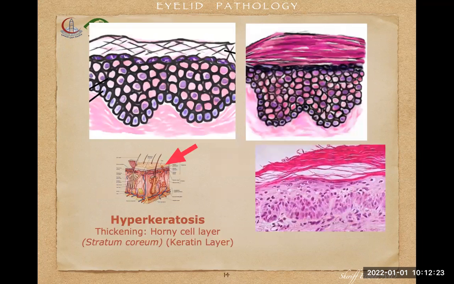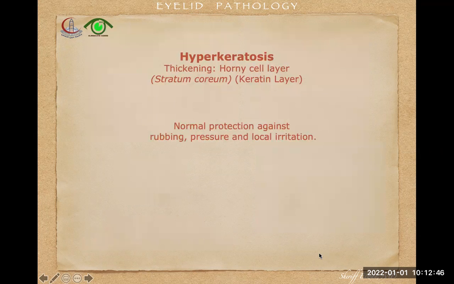Now, hyperkeratosis, for more explanation of the terms, is a thickening of the horny cell layer. As you can see, keratin is in excess of the normal. This is an actual histopathological study. Hyperkeratosis occurs in the skin as a physiological mechanism for normal protection against rubbing, pressure, and local irritation.